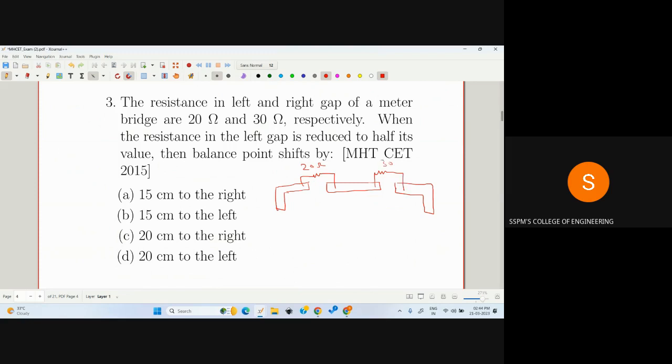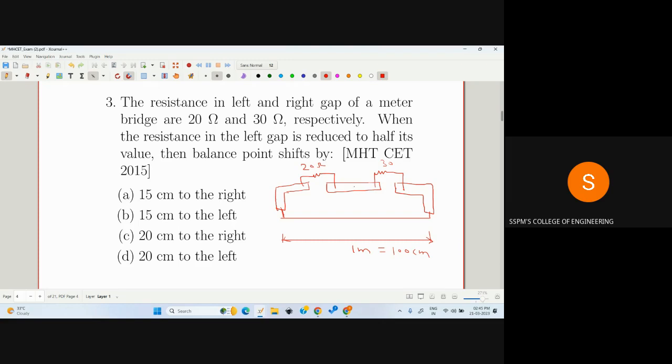And here the conducting wire is connected between these two copper strips. The length of the conducting wire is 1 meter, or we can say 100 centimeter. That's why the name is given meter bridge. The length of wire is 1 meter.